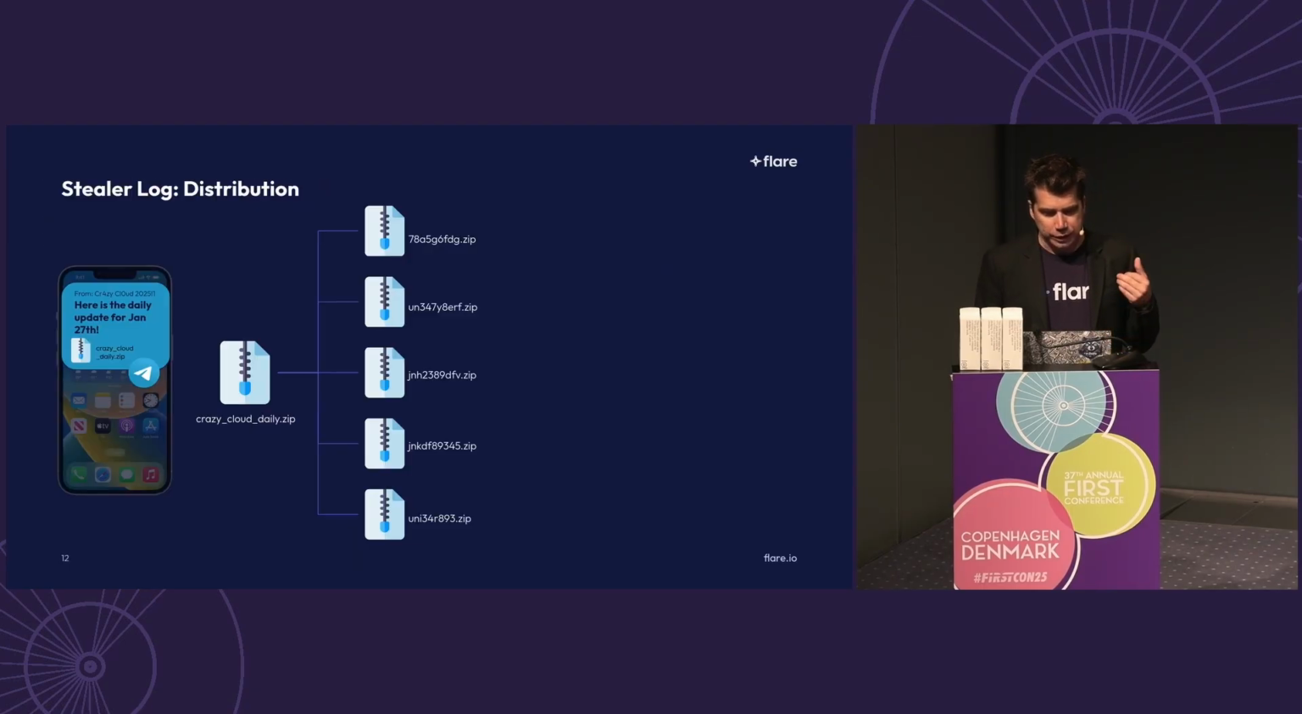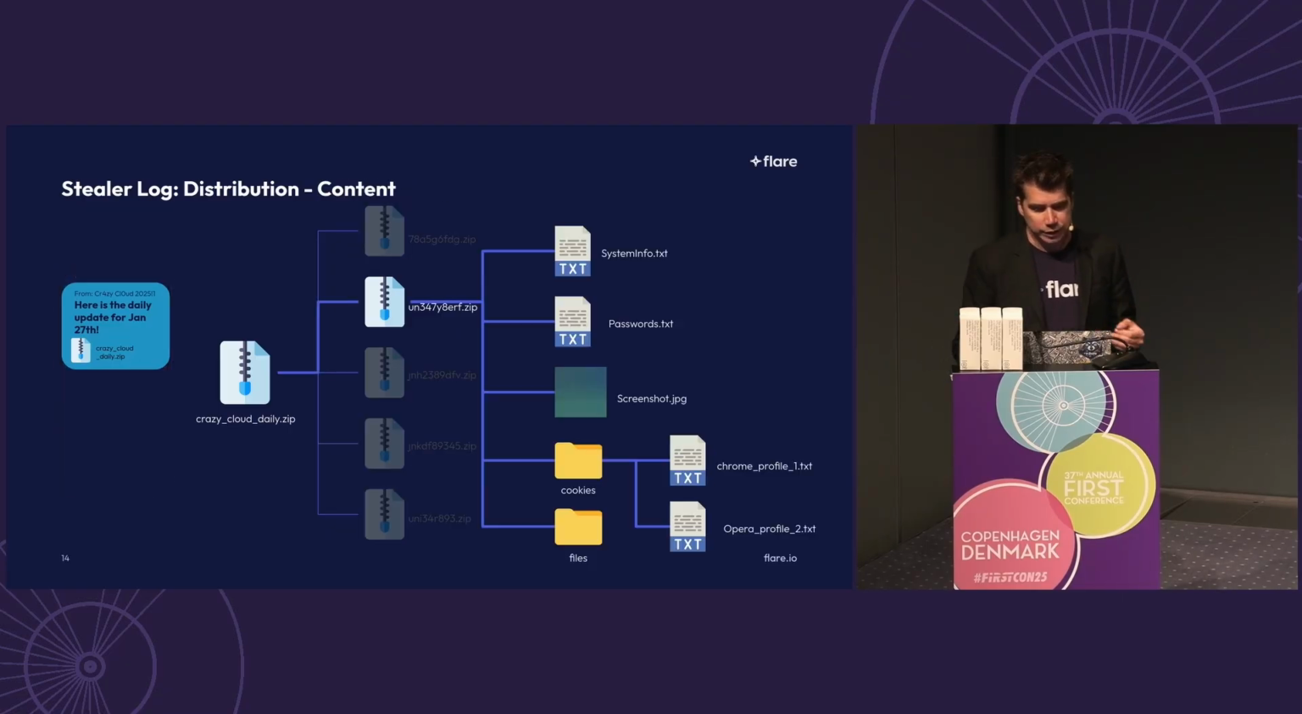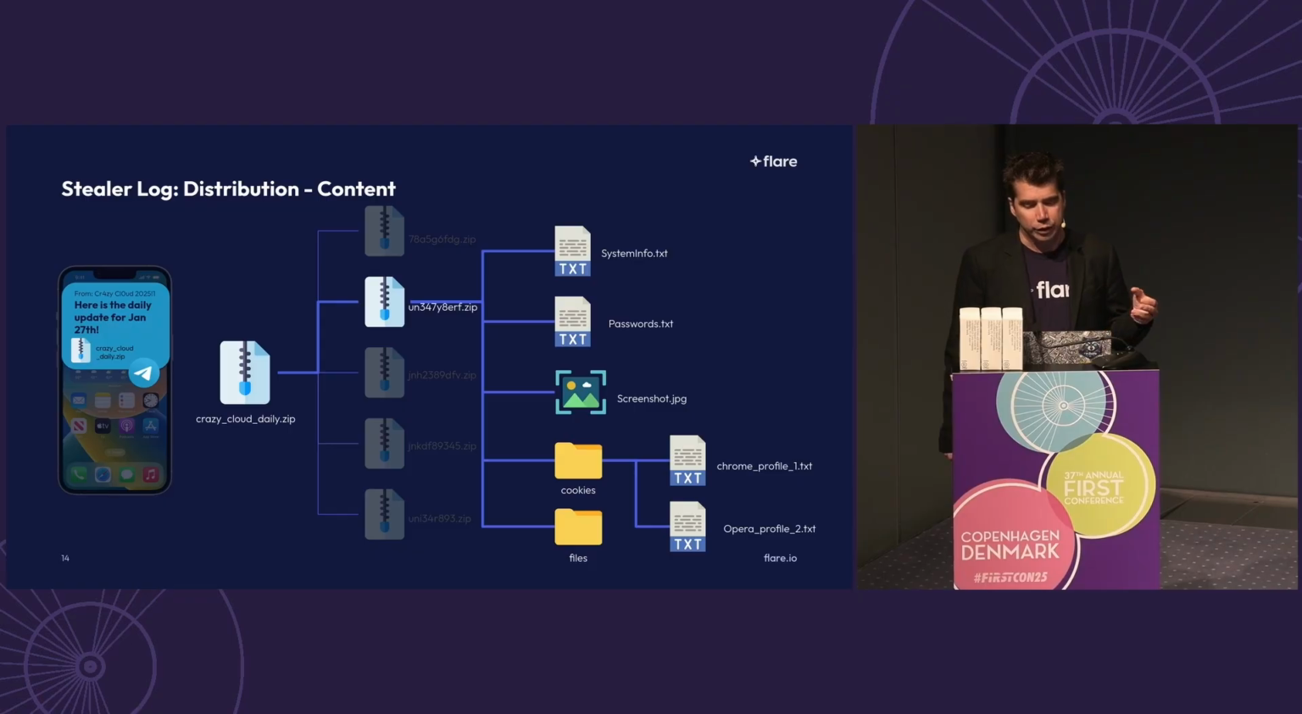And how it's distributed is, for example, this is a Telegram example of distribution. You have a daily zip file of all of the victims that are each individually zipped, so it's kind of like a meta package. And then each of these zips will have the various files that I've shown you: system info, passwords, and then the desktop screenshot and cookies and files.